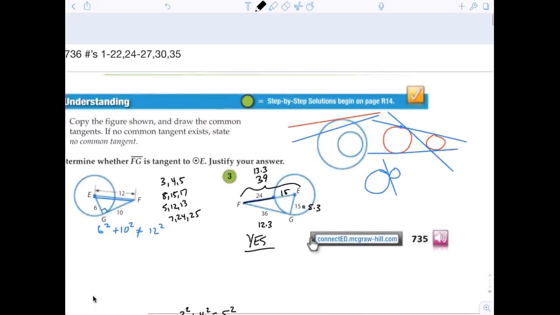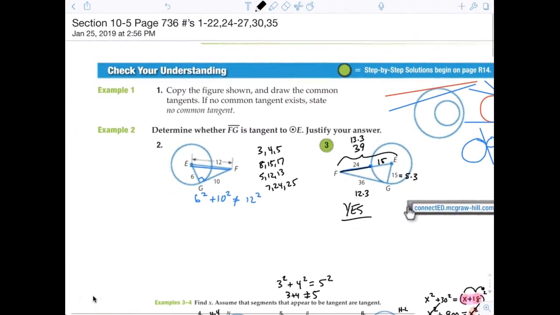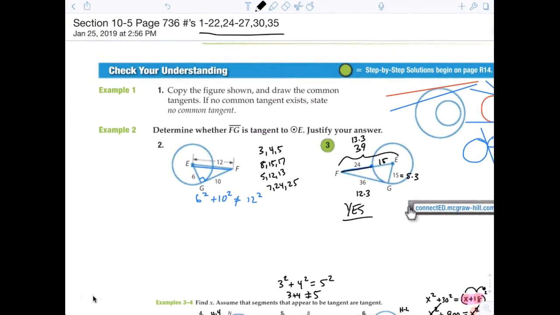Okay, so now back to the top here to make sure you're with me. This is the assignment, 1 through 22, 24 through 27, 30, and 35. Again, I'm telling you, it's really not that difficult. But I want all the work. I want you to set up the equations. I don't want you to just list the answers. I'm not interested in that. There are some equations you need to solve. You've got to practice that.